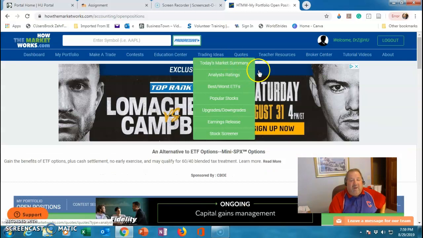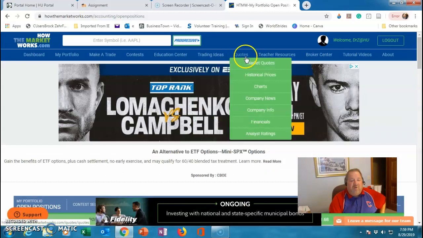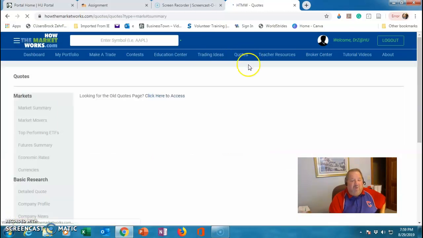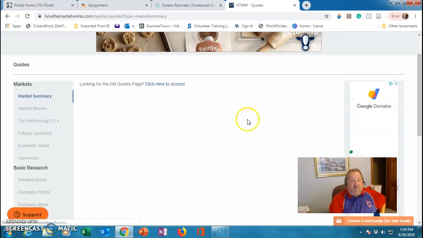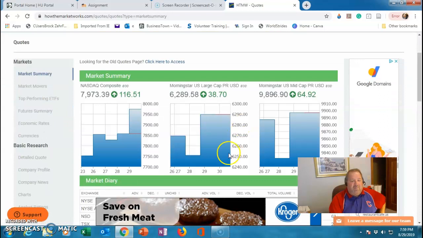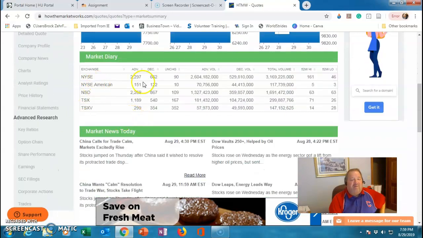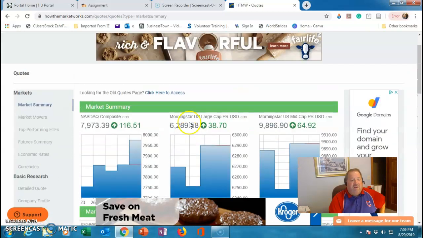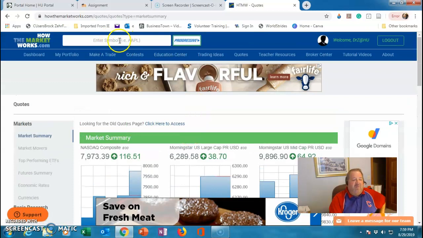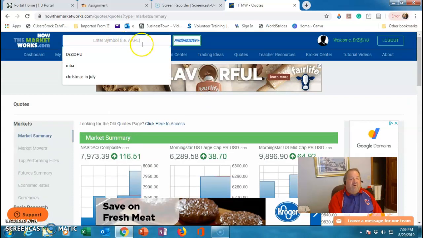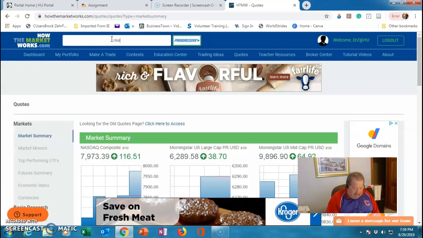You can also obtain stock price quotes if you go to quotes. Market quotes will give you just a general idea of what's going on overall in the market. So you can see what happened in the NASDAQ, what happened to the New York Stock Exchange. But if you want to get individual stock quotes, you'll need to know the symbol or the stock ticker. So let's say that I'm interested in Nike. I know the ticker is NKE.